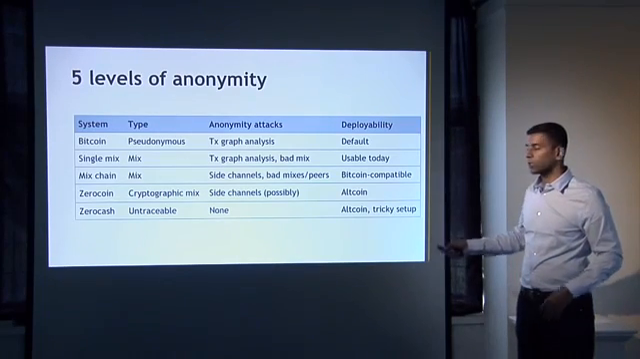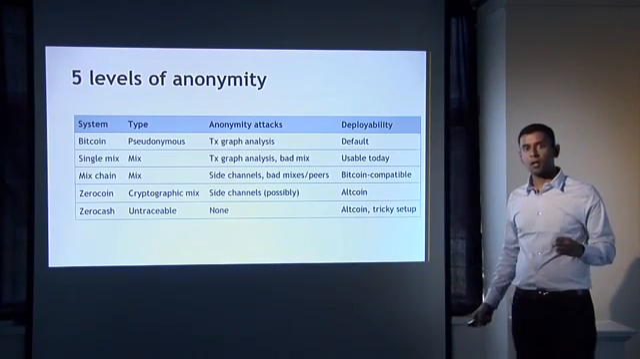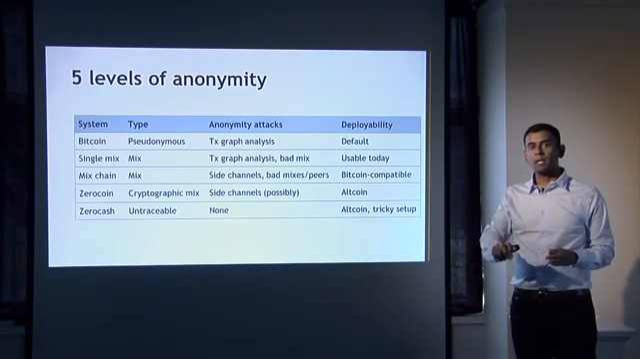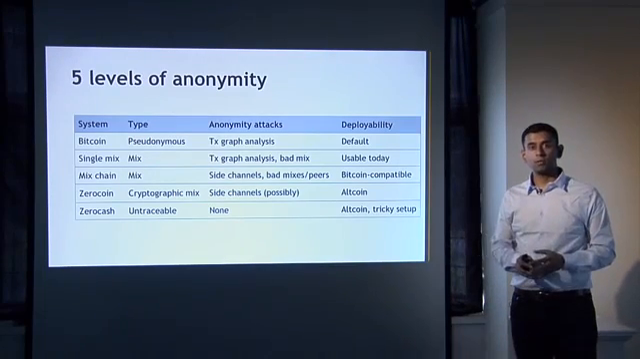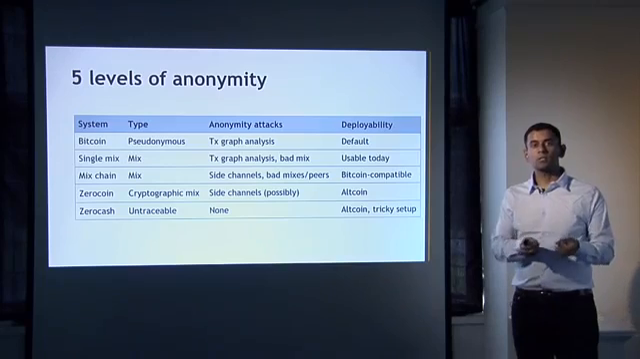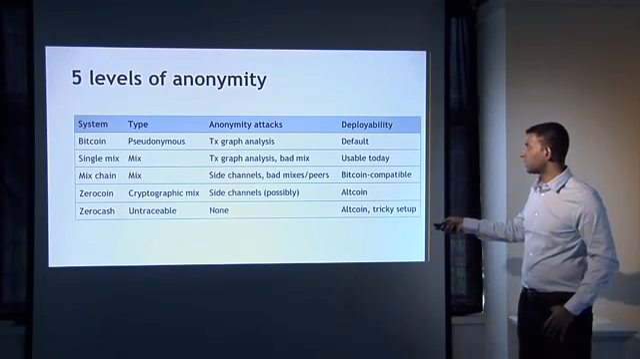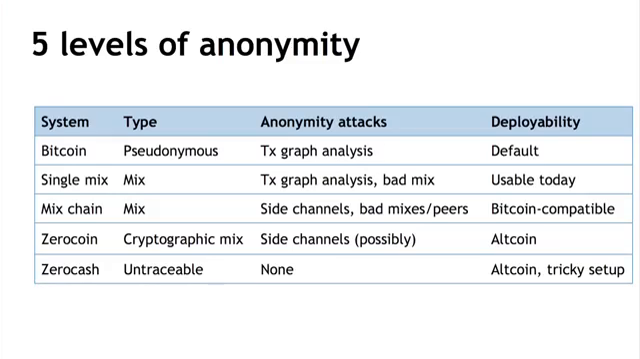And then we saw Zerocoin, which is cryptographic mixing baked into the protocol. Doesn't depend on anybody promising to destroy their records or anything like that. You just need to trust the math. So that's a whole different level of anonymity. In my opinion, it still has some possible side channels, but it's not as bad as the other mixing-based solutions that we saw where it's not baked into the protocol. And Zerocoin, of course, as we saw, is an altcoin, so it's not quite Bitcoin compatible in a way that one might hope. And finally, Zerocash.